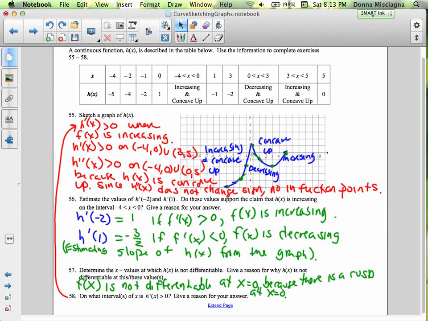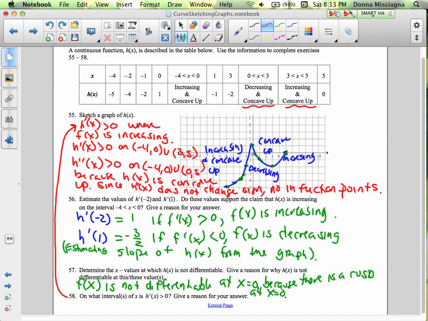H double prime of x is greater than 0 on -4 to 0 and 0 to 5 because h of x is concave up. All right, so right here, concave up, concave up. Since h prime of x does not change signs, there's no inflection points. So there are no inflection points.